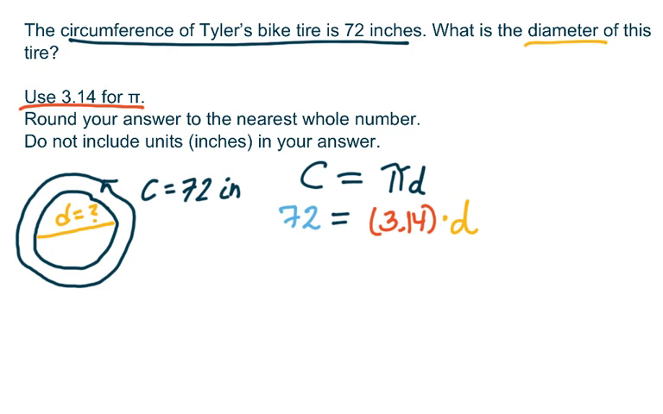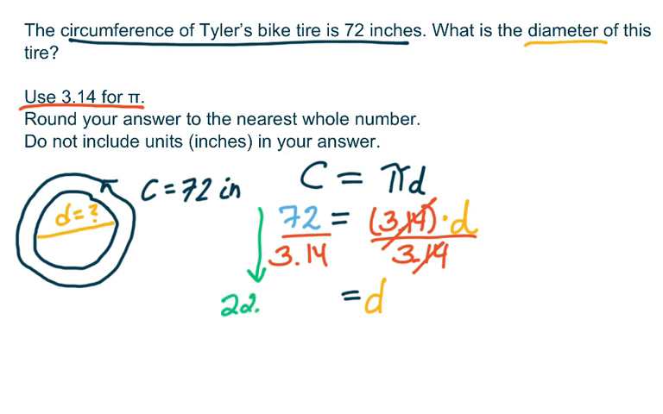To solve this, I will divide by the 3.14 on both sides of the equation. By doing this, the equation remains in balance. When I divide 3.14 by 3.14, that gives me 1 for a coefficient, so I just have d. And when I divide 72 divided by 3.14, notice we just divided from top to bottom, just like we read. This gives us the value of 22.929, and it just sort of keeps going from there.